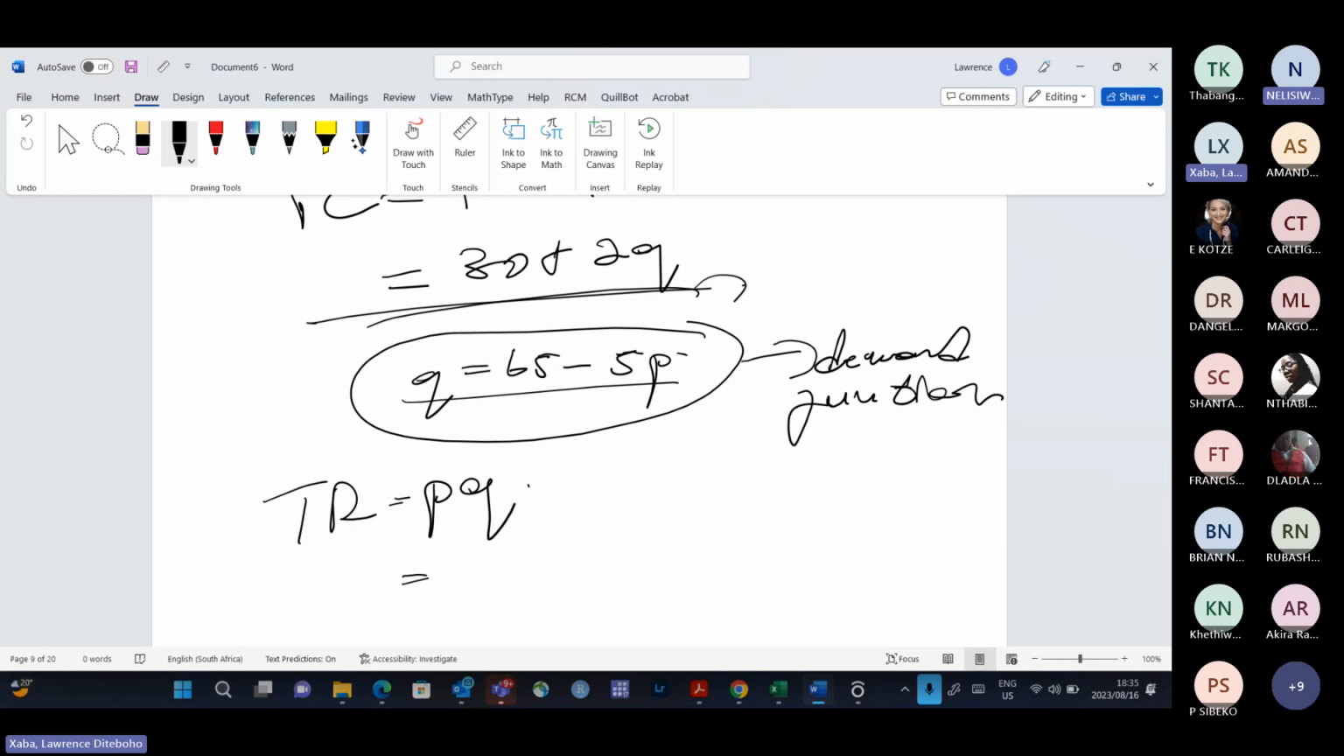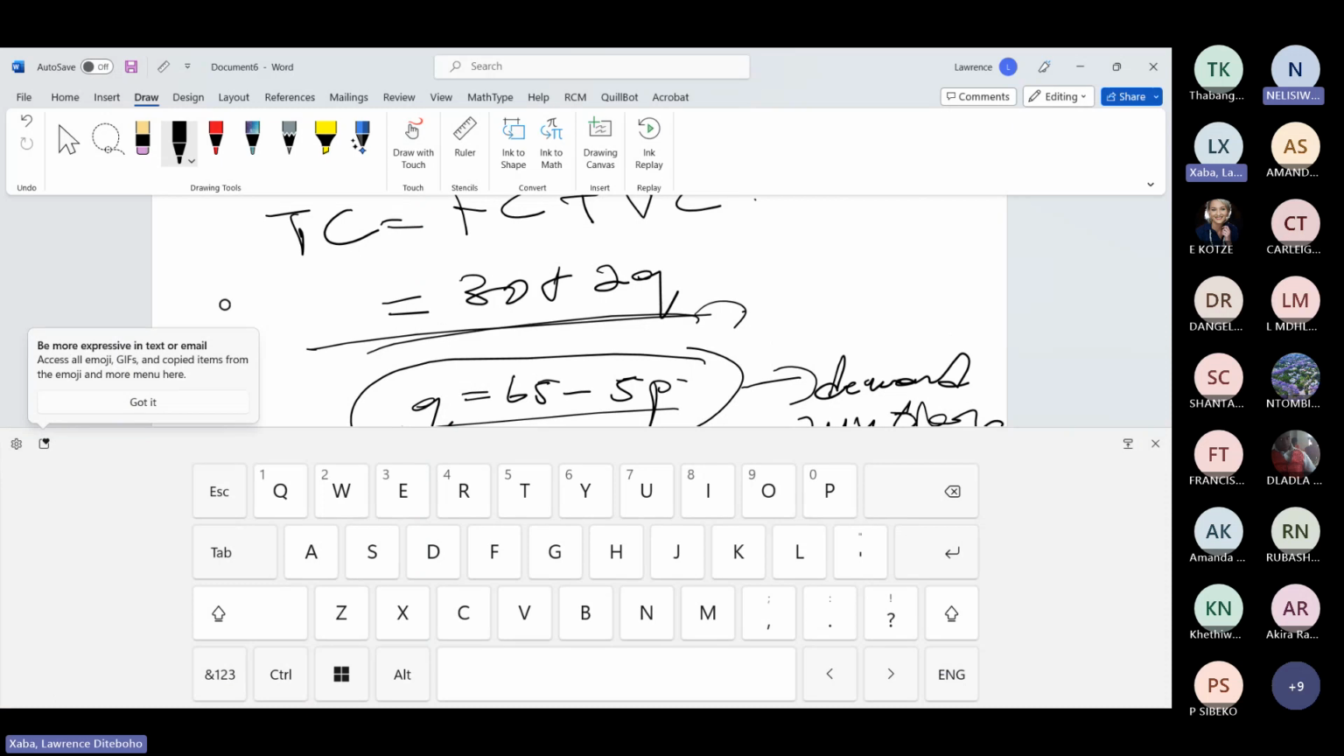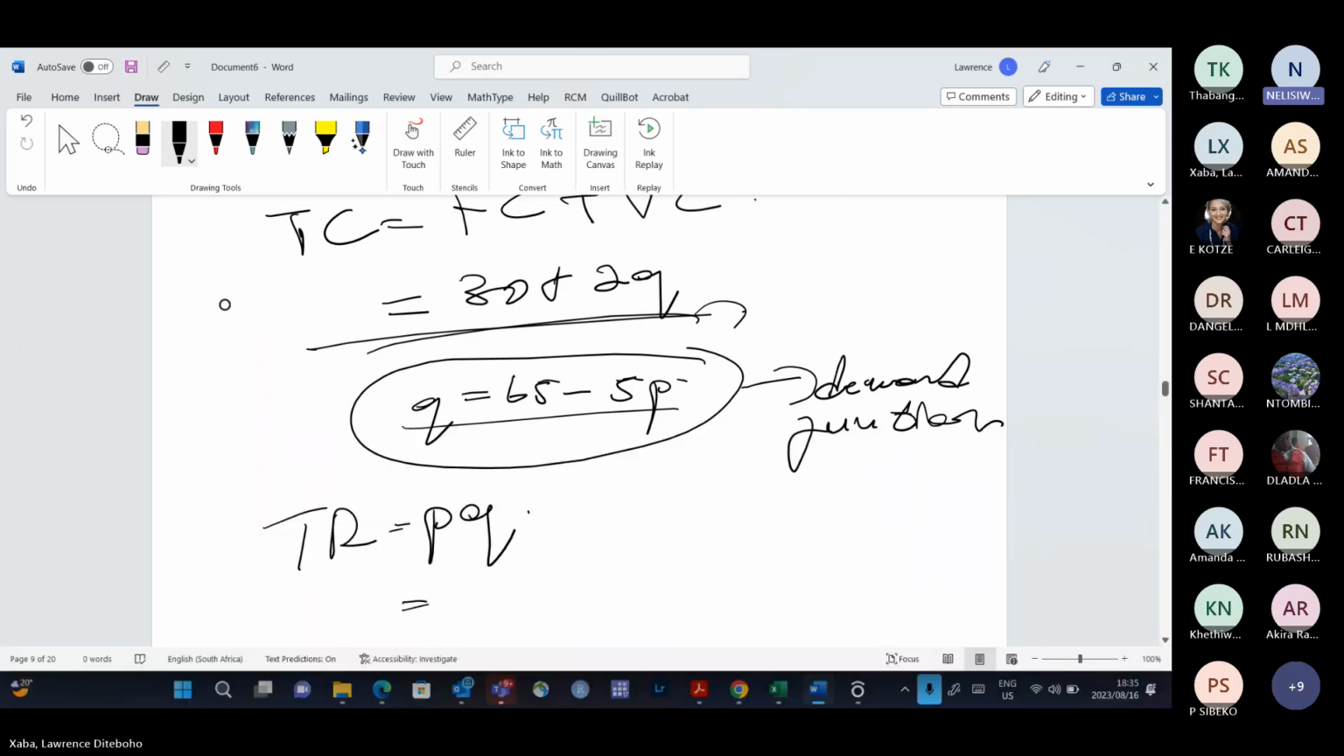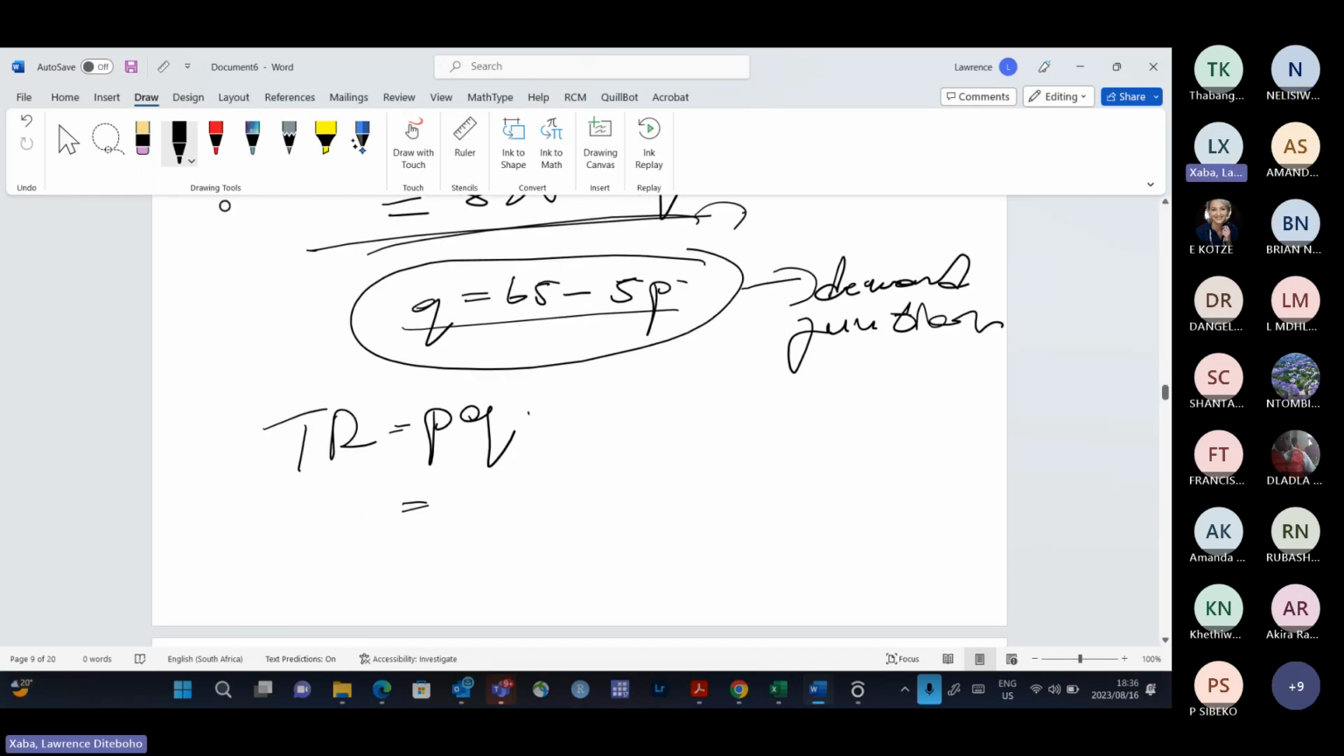Sorry, sir. Yes, ma'am. On the total cost, you said it's 30 plus 2Q. Why 2Q, not 2? Because the variable cost is 2 per unit. Okay, thank you. Okay, now this is what we have.